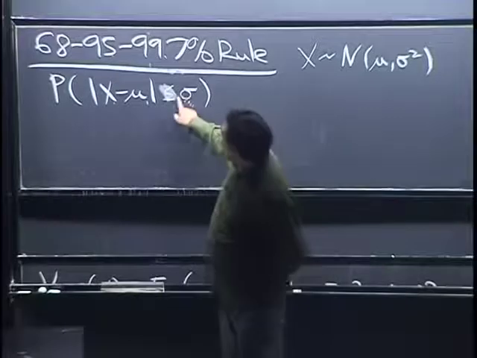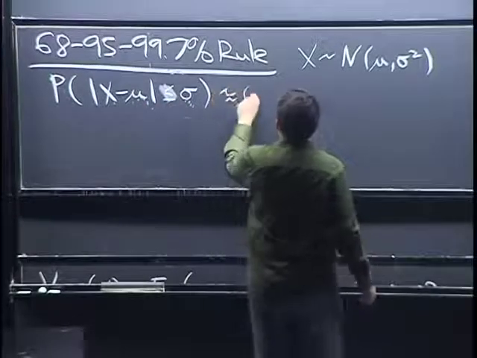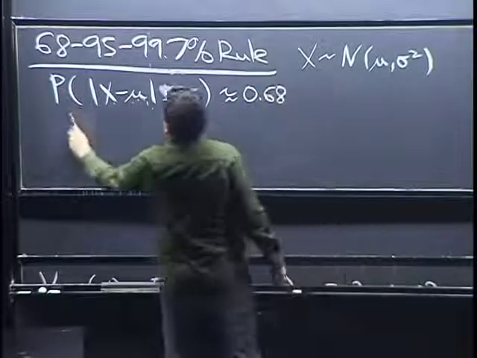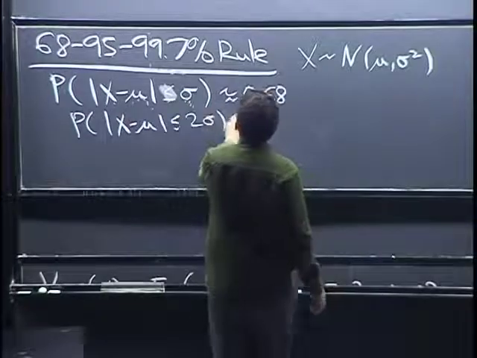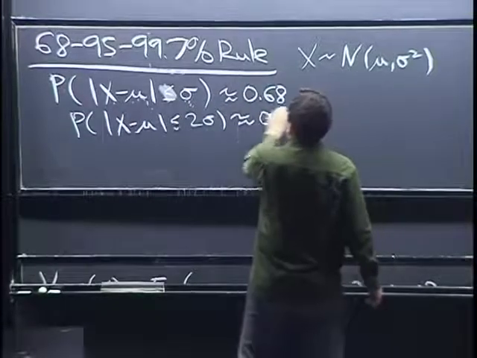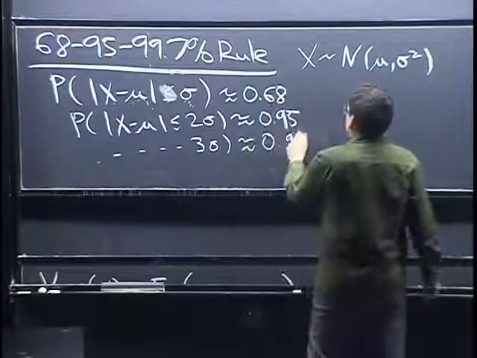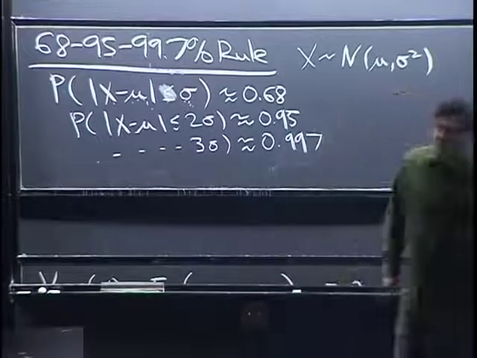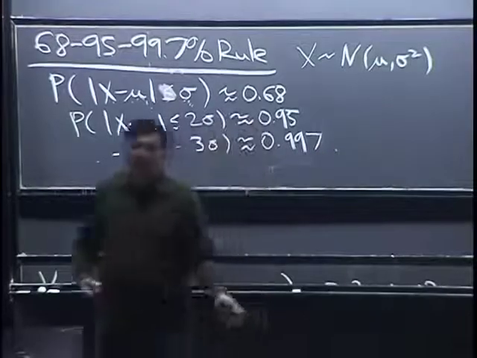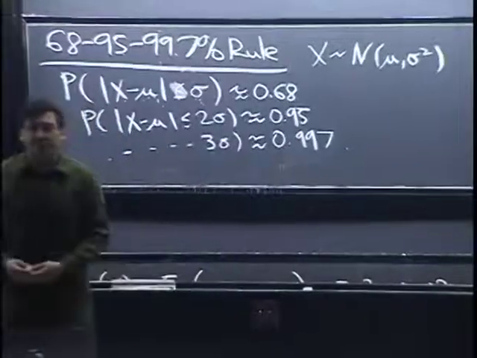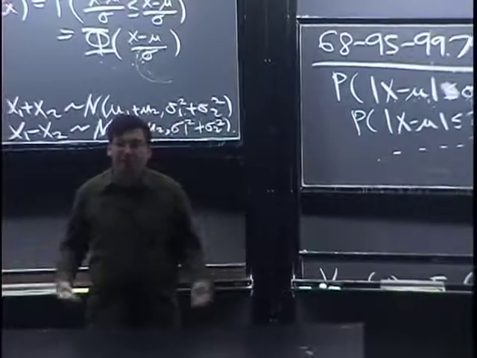The probability that x is within one standard deviation of its mean is about 68%. The chance that x is within two standard deviations of its mean is about 95%. And the same thing with three standard deviations is about 99.7%. So it's very common in practice to add and subtract two standard deviations, and for the normal, that's going to have about a 95% chance.